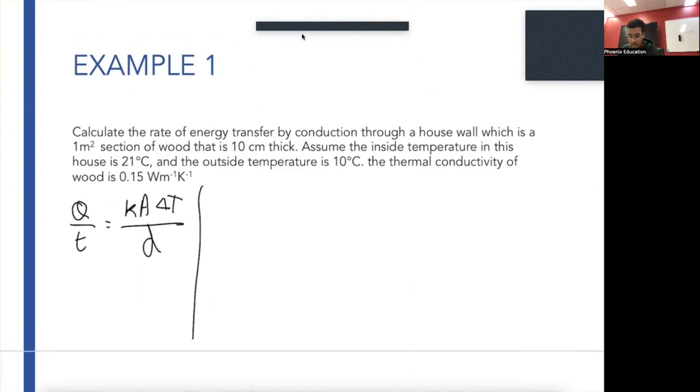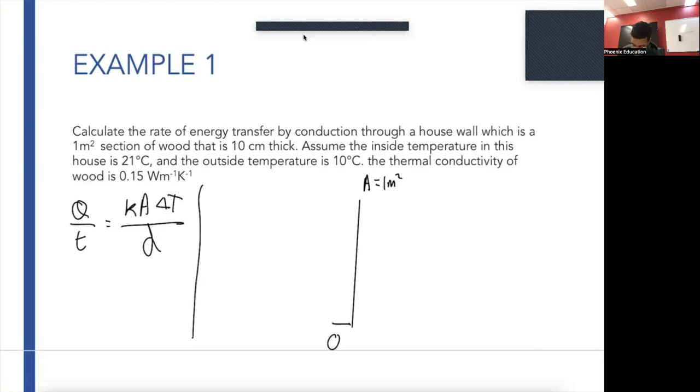And we'll apply it. Calculate the rate of energy transfer by conduction through a house wall, which is 1 meter squared. So the surface area of this house wall is 1 meter squared, so A equals 1 meter squared. And this wood is 10 centimeters thick. Since we're dealing with meters, we're going to convert the centimeters to meters, so 10 centimeters is 0.1 meter.